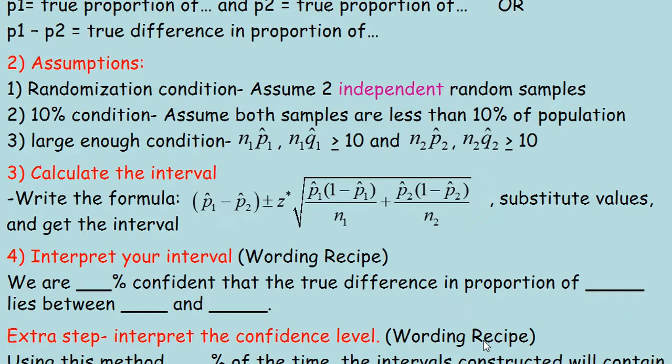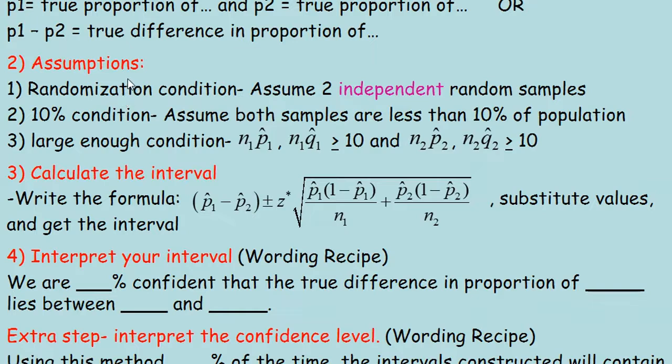So here's how you define the parameters. You can either define your two parameters separately, like you can call it P1, which is the true proportion of, let's just say, females in AP classes. And then P2 could be the true proportion of males in AP classes. So you can define them separately. Or I like to define them as one single difference. So I always just like to put them as P1 minus P2 is the true difference in the proportions of females minus males who are in AP classes. So you have the choice of defining your variable either way.